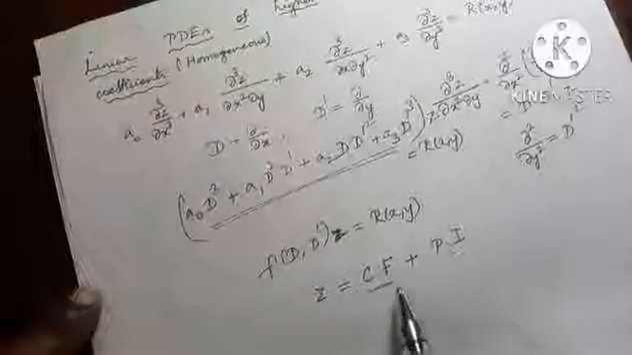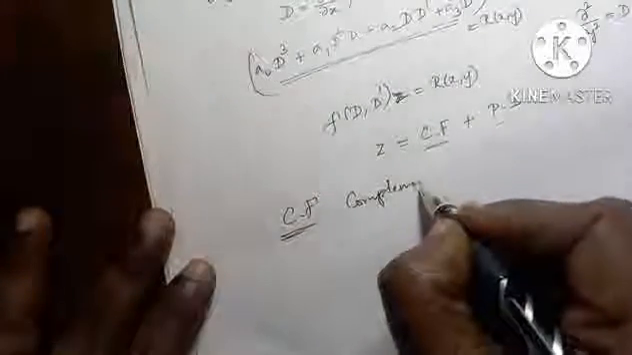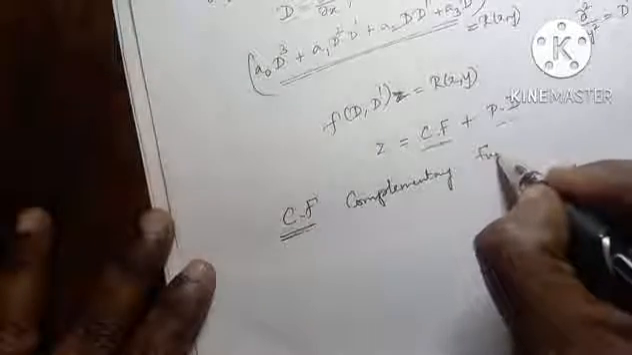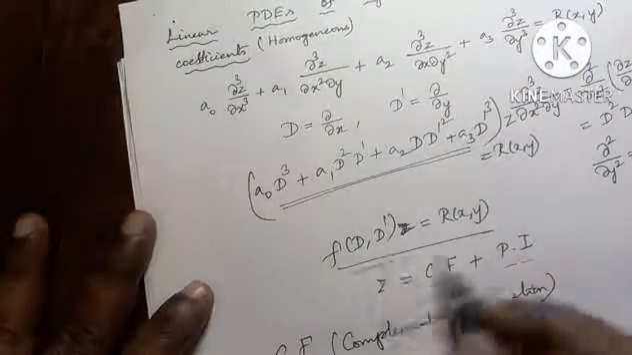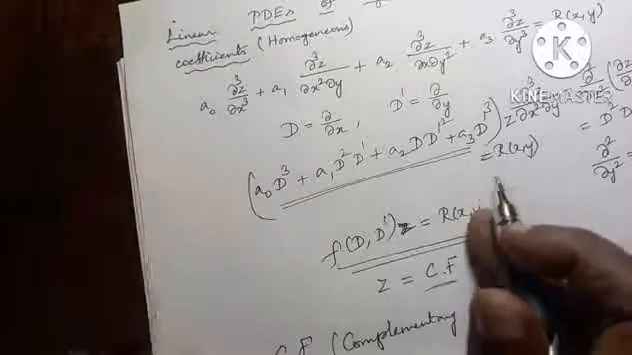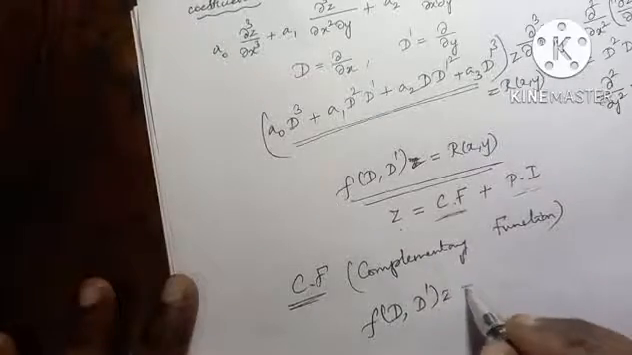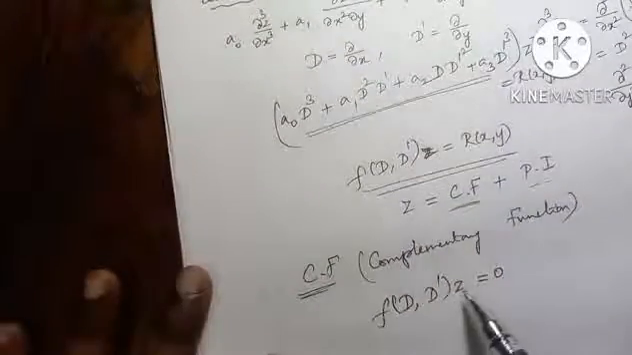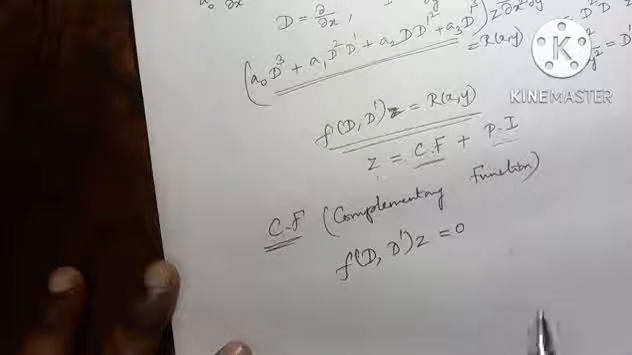So let us see what is complementary function. CF. What is complementary function? To find CF, listen here, the right hand side of this equation must be 0. Right hand side must be 0. I will tell you the reason while doing the problem. F of D, D dash into z must be 0. We can find complementary function only when the right hand side is 0. Okay. So assume F of D, D dash into z equal to 0.